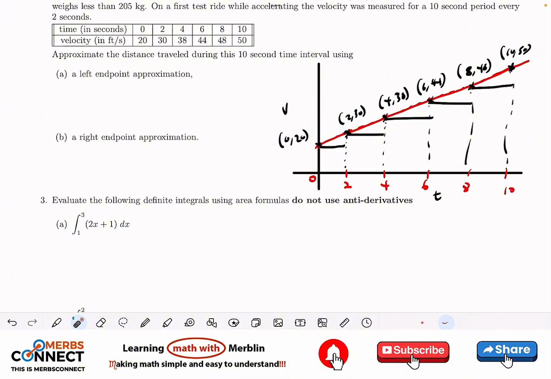So now what we need to do is, for this line right here, we need to look at the change in time. What's the change in time? Remember, this is the time here. So what is the change in time here?